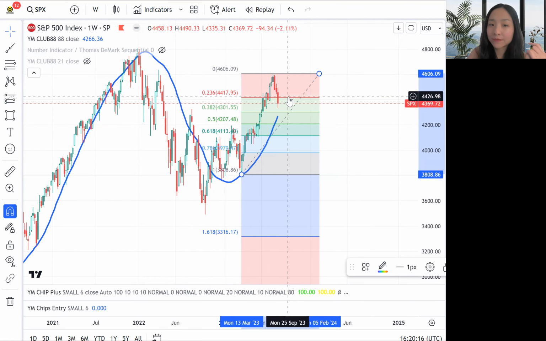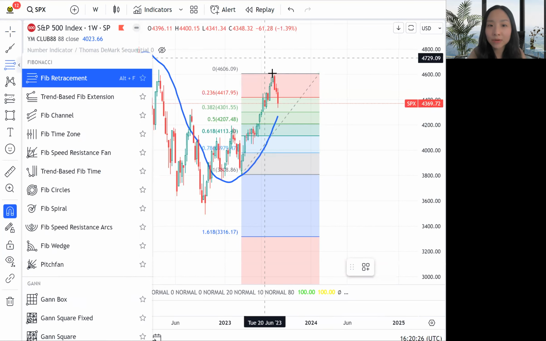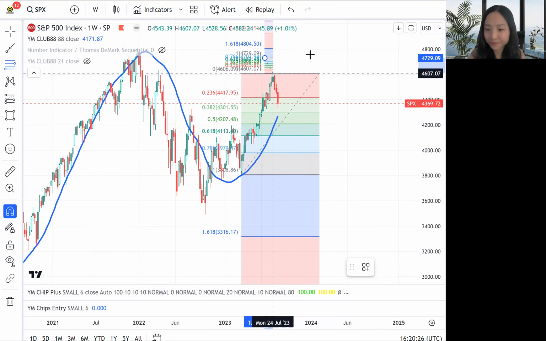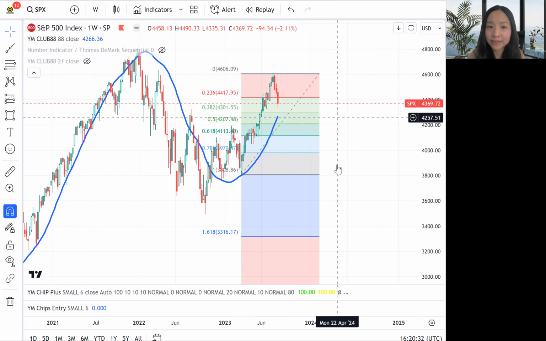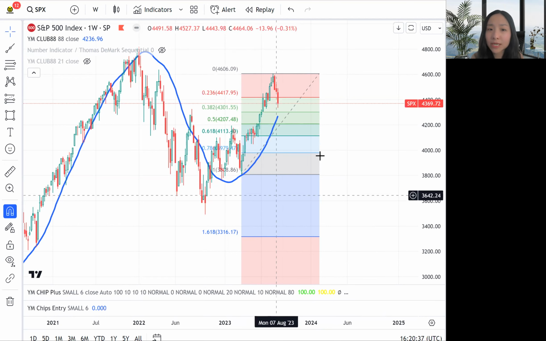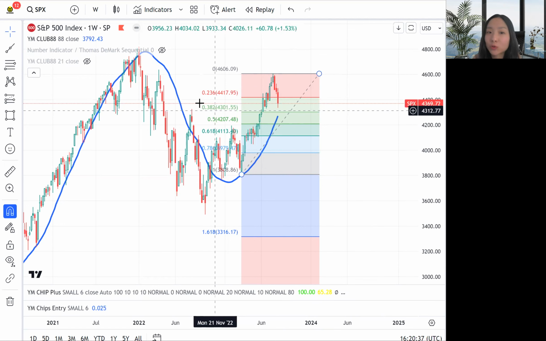And I want to give you one more thing. You just click the golden ratio, which is the first button of this. Let me see. You click this one, and then you can draw a line from the highest to the lowest, so you can get this ratio out, okay? I want to tell you, it's normal to go back to 38.2%. So the S&P 500 would be 4,300, okay?